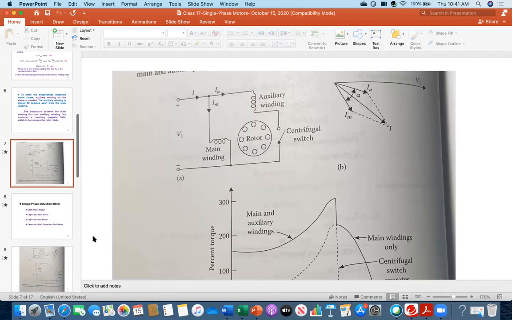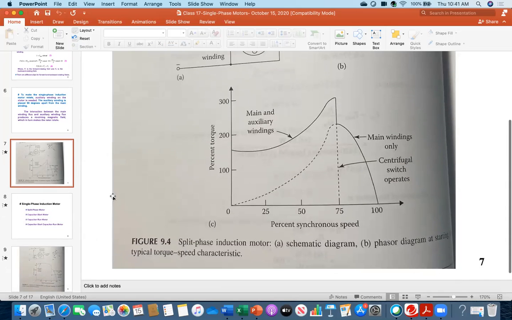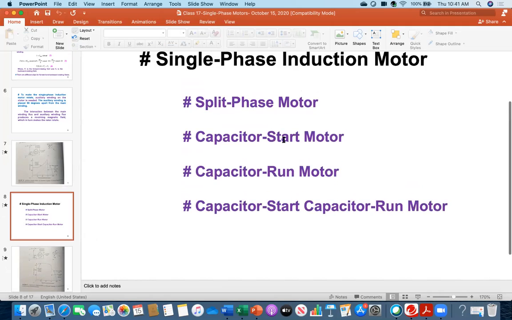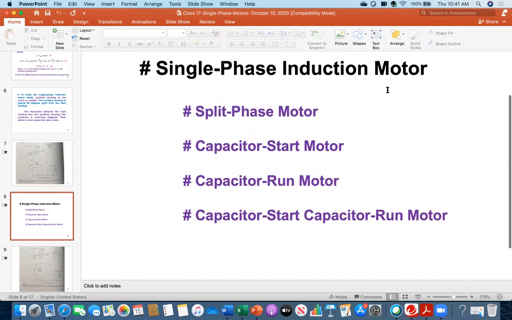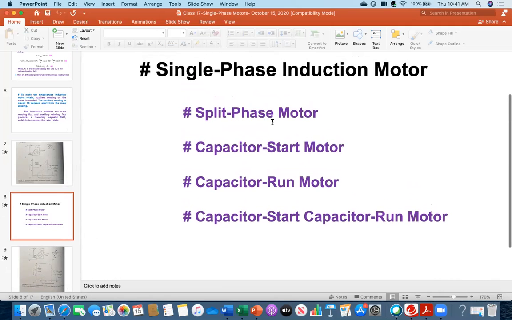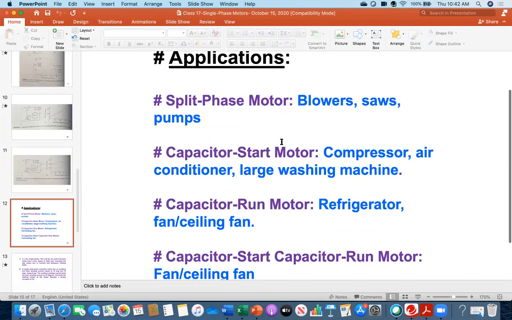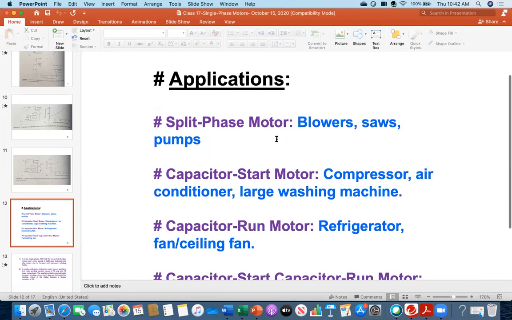So therefore, so far, including the split phase induction motor, single phase induction motors are typically of 4 types. So everybody see, one is called the split phase type of induction motor, another is called the capacitor start motor, the third category is called the capacitor run motor, and the fourth category is called the capacitor start, capacitor run motor. So depending on the applications, there are 4 types. For example, here I have written some applications. The split phase motor that we just discussed is used in blowers, saws, and some pumps.